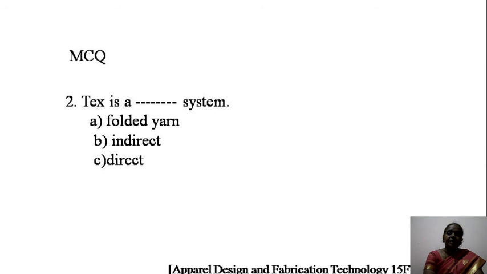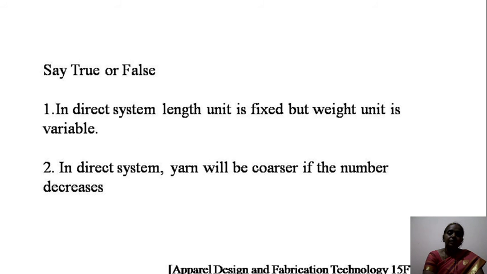Second, tex is a dash system of yarn numbering or yarn count. First option is folded yarn, B indirect system, C direct system. Here, under which system does tex come? Folded is not the correct option. English and the metric system come under the indirect system. Direct system: tex and linear. So the right option is C, that is direct system. Answers are: first one C option, second one is also C option.